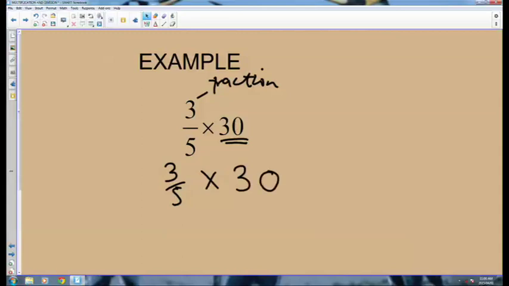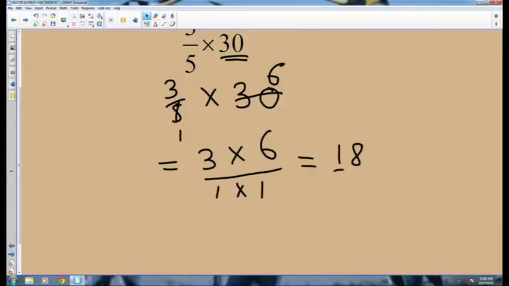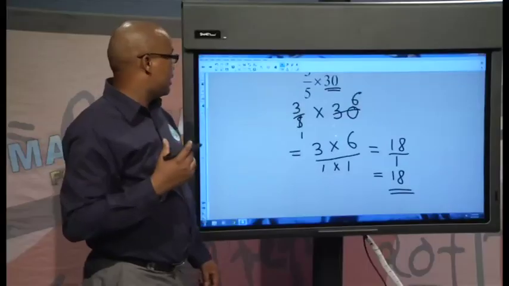And then 5 into 5 is ones. 5 into 30 is 6. Now, what do you have? This is 3 times 6 divided by 1 times 1. And then this will be 3 times 6 is 18 divided by 1. And then 18 divided by 1 is 18. And this is how you multiply a fraction and a whole number.